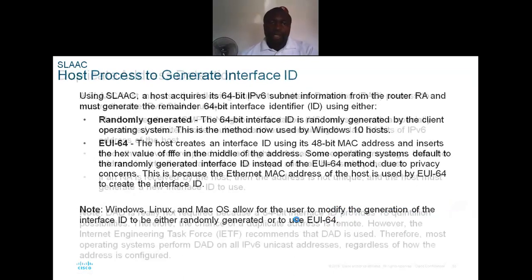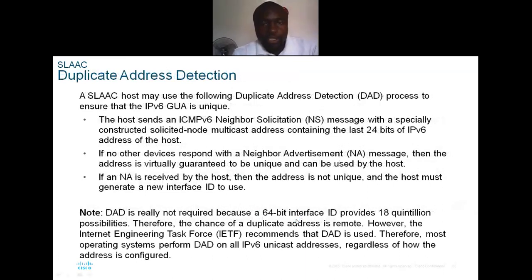How do you detect a duplicate address? A SLAAC host may use duplicate address detection, or DAD, to ensure that the IPv6 GUA is unique. A duplicate address is when two devices are given the same IP address. You can only have one device with a given IP address on the network, not two, as that could cause a problem.